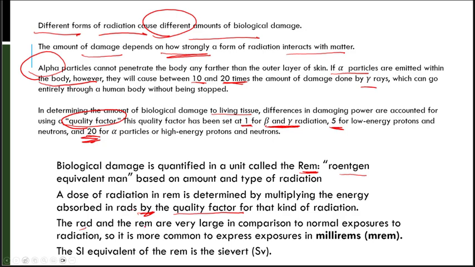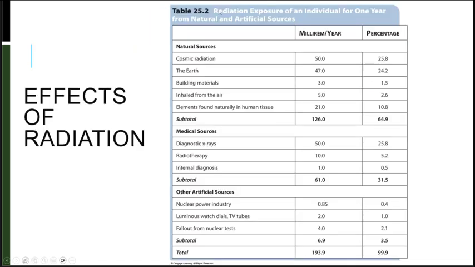The rad and the REM are very large in comparison to normal exposures to radiation. So it's more common to express exposures in millirems. The SI equivalent for the REM is the sievert. Here's a chart looking at radiation exposure of an individual for 1 year from natural and artificial sources in millirems per year.